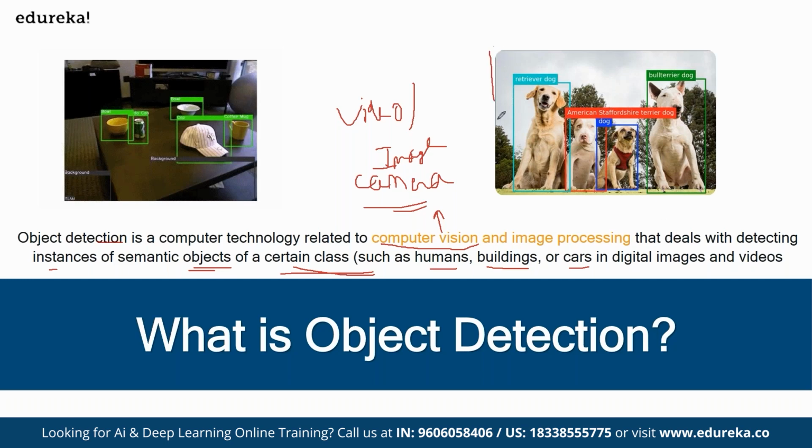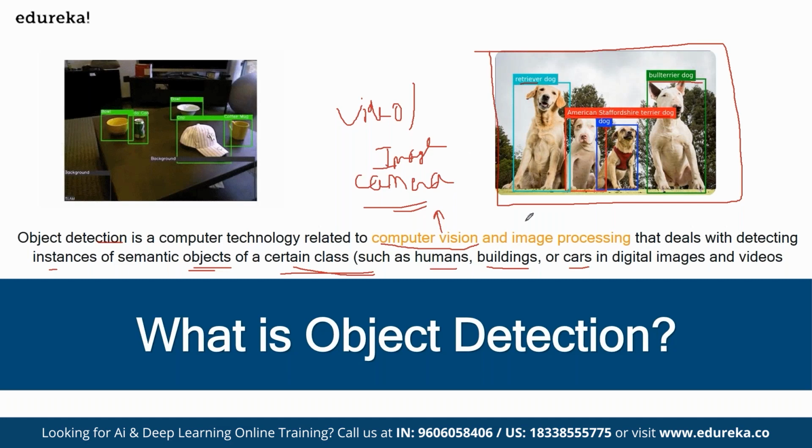Now in this example, this is the image that I have given as an input, and I'm detecting what are the objects present in this image. So in this example, I have a retriever dog, an American Staffordshire dog, and there is one more dog. I think I'm unable to see its complete name, but this is one more breed of dog. Along with saying what exactly is present in the image, I'm drawing the bounding box around it, which says where exactly that specific object is present.